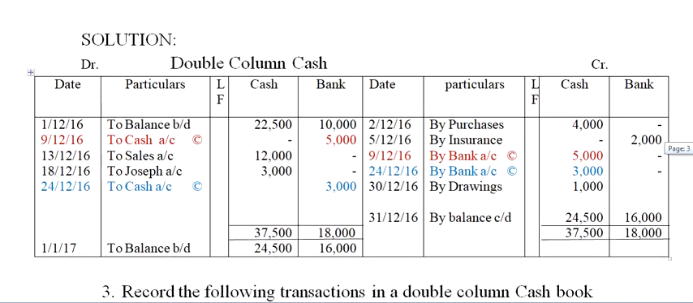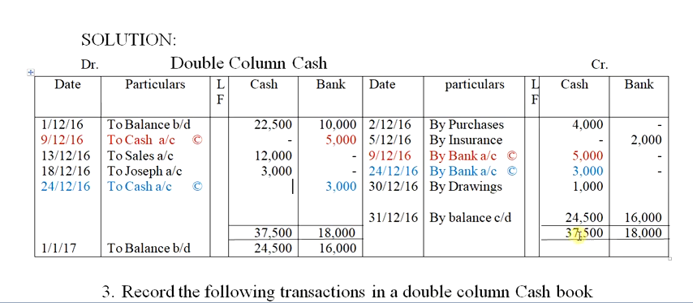So now the problem has been completed. Total it on both the sides. Leave one line space and total it on both the sides. You will get the debit side total is more: 37,500 and 18,000. Both cash and bank balance debit side is more. The same total goes to the credit side also. The similar line should be there. 37,500 and 18,000. Cash balance how much is there? 37,500. Bank balance 18,000. Now what you need to do?